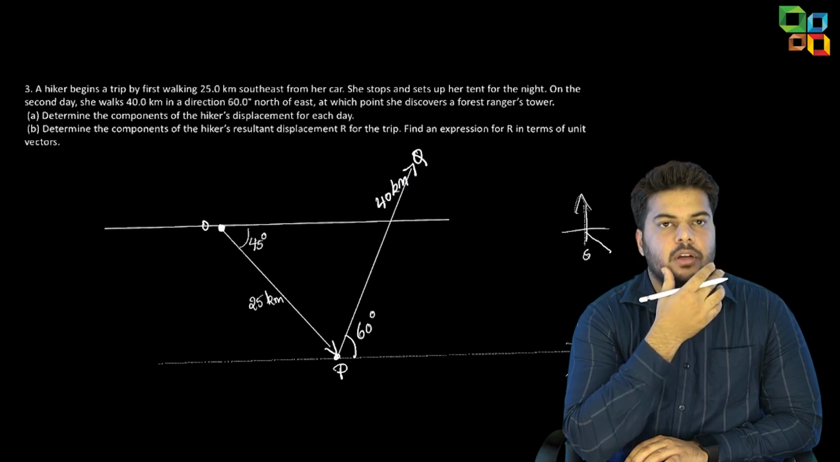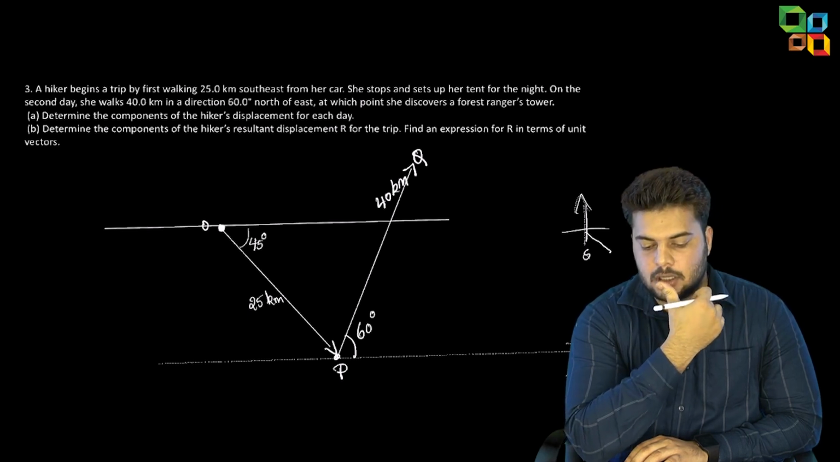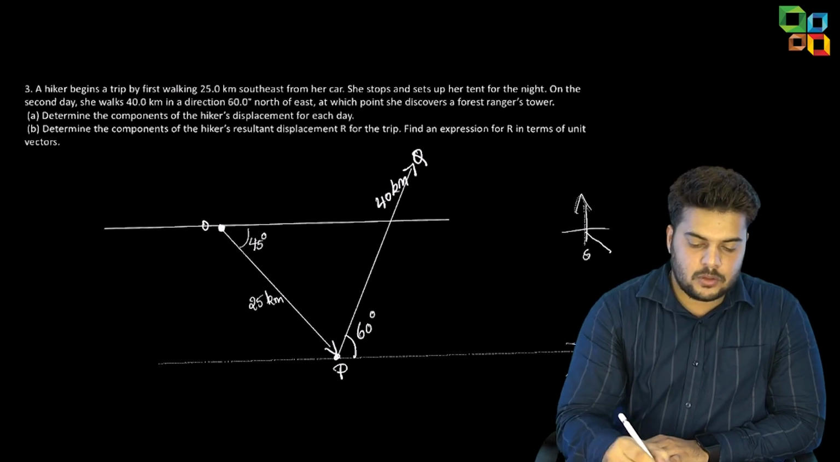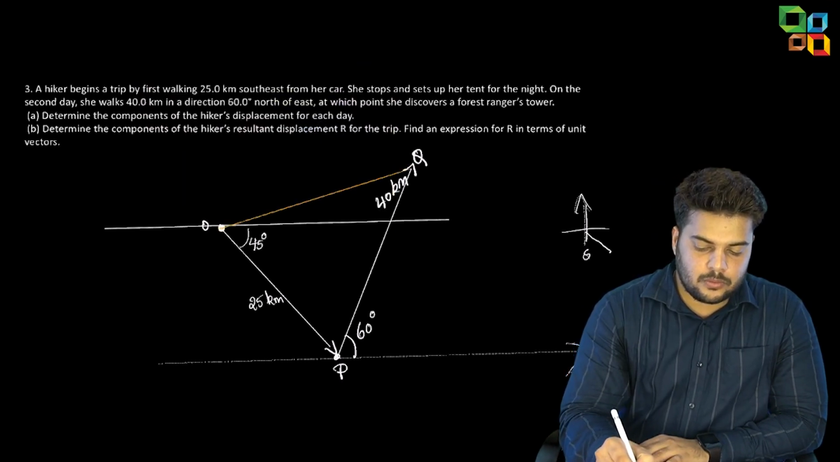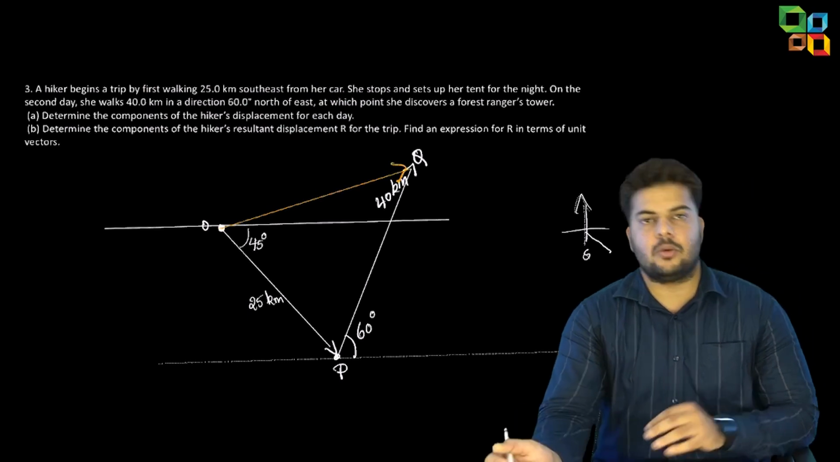And here's the forest ranger's tower. Okay, done. So the total displacement would be this OQ. That is the total displacement.